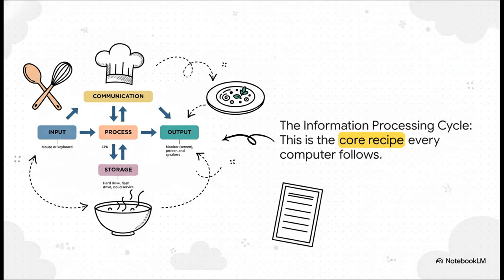And this is that recipe in one picture. It's called the information processing cycle, and it has 4 main stages. You got input, processing, output, and storage. Let's dig into what each of those means with our chef in the kitchen.